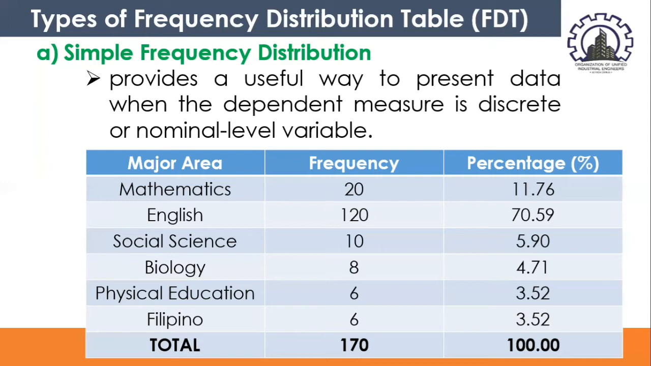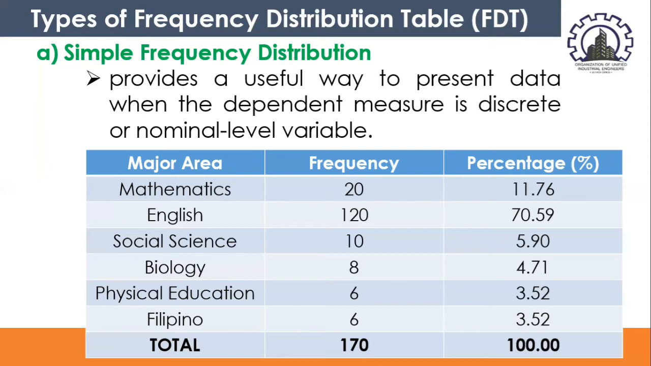Well, very simple. That is why it's called simple frequency distribution, because all you need to do is to get the frequency and then divide it by the total number of frequency. So for the mathematics major area, all you need to do is to get 20 and then divide it by 170. So you get 11.76%. Okay. For English, you have 120 divided by 170 multiplied by 100.